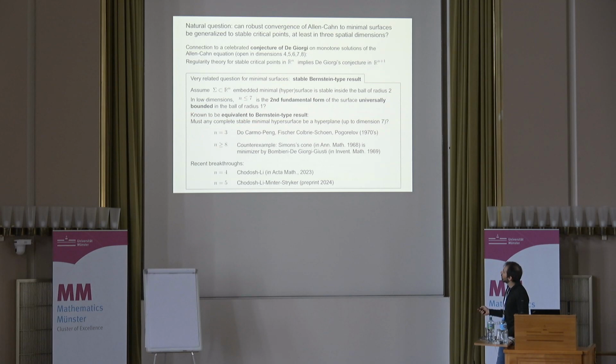This is known to be equivalent to a Bernstein type result, that is this question: must any complete stable minimal hypersurface in R^n be a hyperplane? Right, this is a Bernstein type, but for stable. And this is known to be true. This is classical in dimension 3, when the ambient space is R^3 and you have a two-dimensional surface. It is known to be not true in dimension n equal 8 or higher. And now there has been, in the last year, a recent breakthrough in dimension 4 and 5 using methods from positive Ricci curvature.